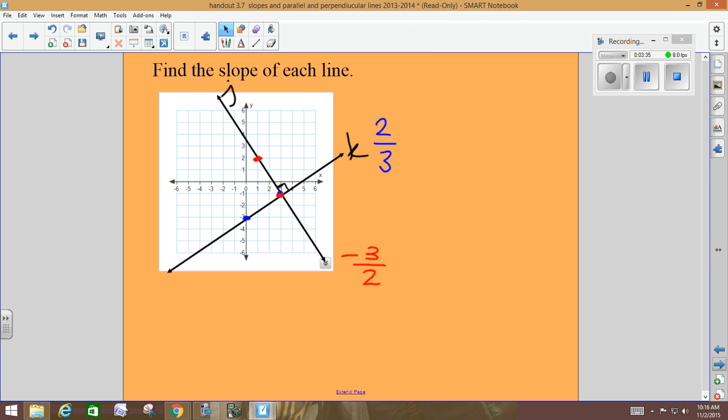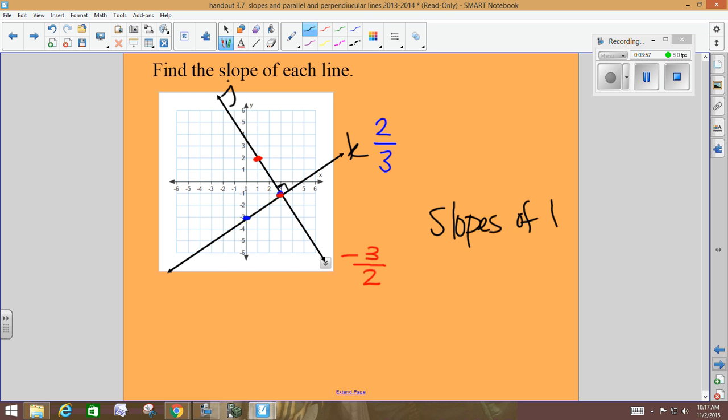What do you notice about the slopes of perpendicular lines? They're opposites. One's positive, one's negative. And yeah, they're flipped around. They're called reciprocals. They're opposite reciprocals. Opposite meaning positive, negative. Reciprocals, they get flipped. You can underline that or highlight it in the text, or you can just write it.